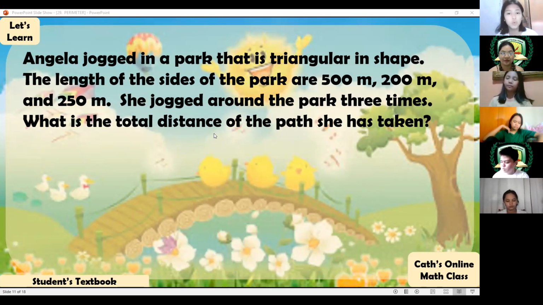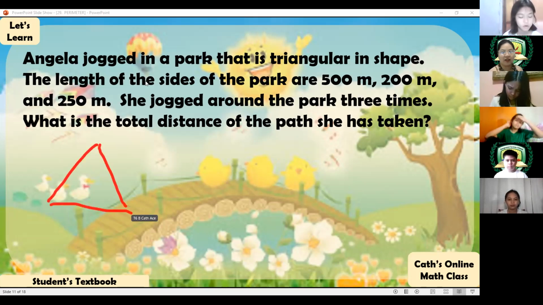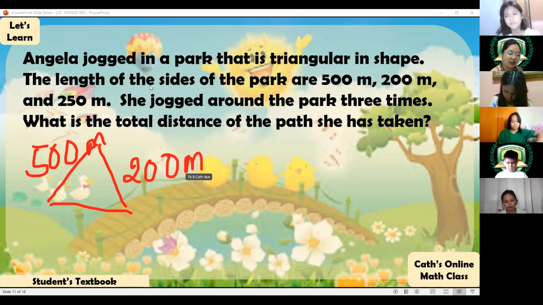950 meters. 2,850 meters. Okay, sino kaya ang mga tumama? Okay, so ano ulit yung itsura daw ng park? Triangular. Okay, ano daw yung mga sukat? You have 500 meters, 200, at saka 250 meters.